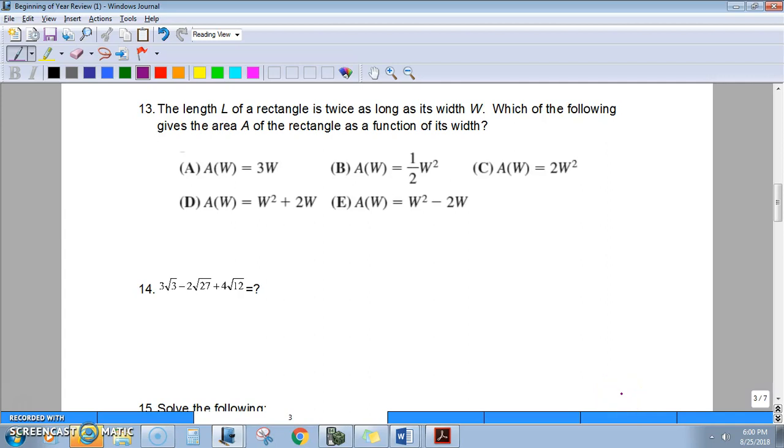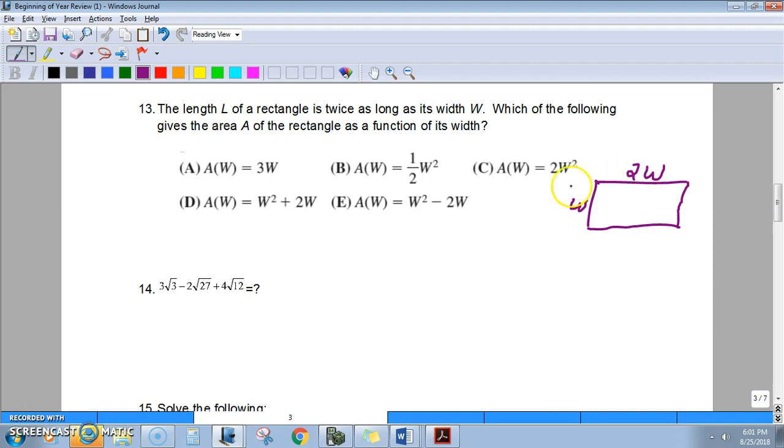All right, guys, number 13. The length of a rectangle is twice as long as its width. Let's just draw a little picture of what that looks like over here. Here's my rectangle. I don't know what the length or the width are, but I know that my width is the shorter side, and I know that my length is 2 times that shorter side.